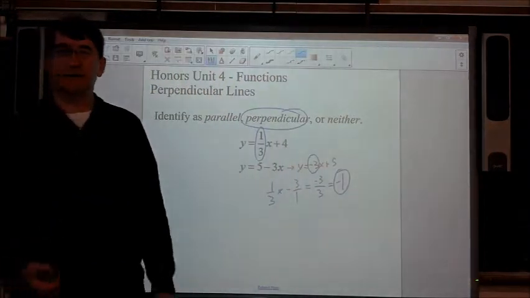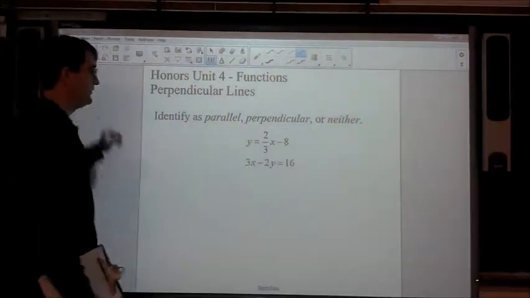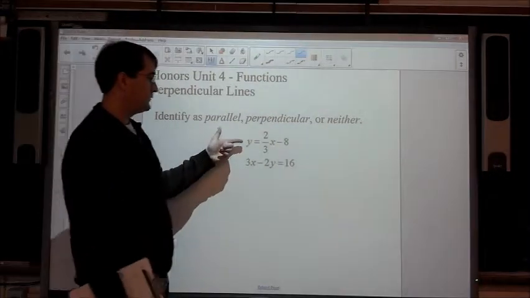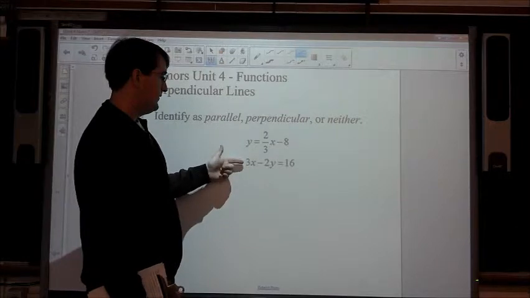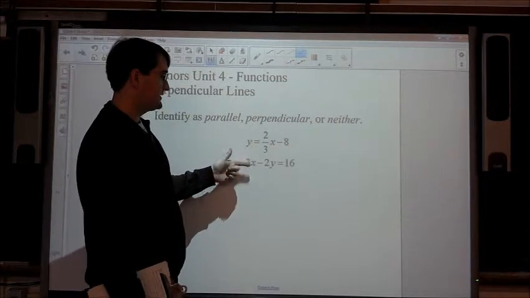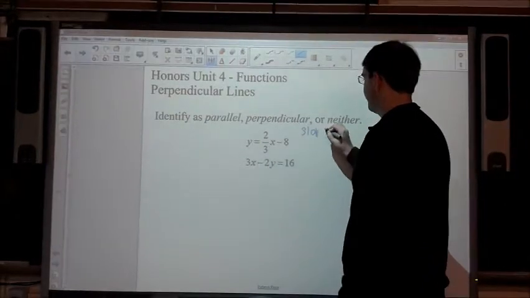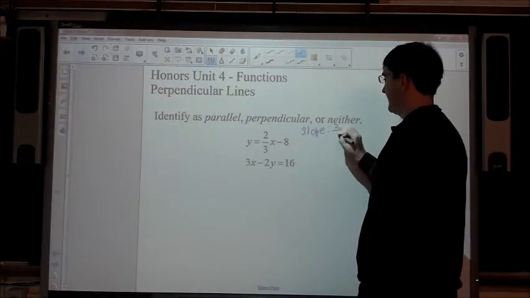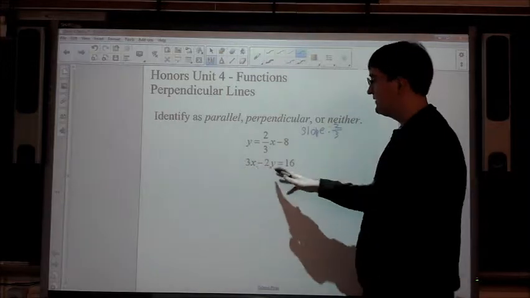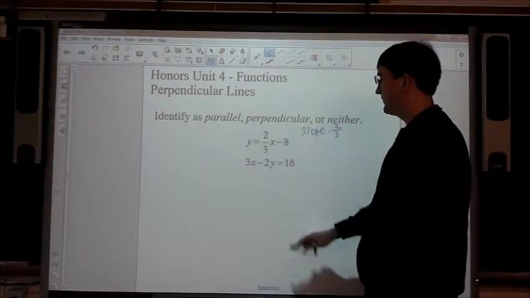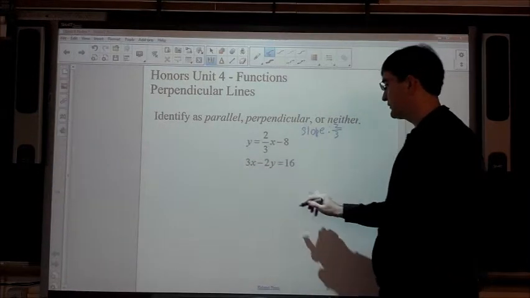Sometimes, though, you have to work at it a little bit more, like with the last example here. y equals 2/3 x minus 8. And then we got 3x minus 2y equals 16. Clearly the slope from this one is 2/3. I don't need to do anything to figure that out. But I've got to solve for y here in order to get the slope. 3x minus 2y equals 16.